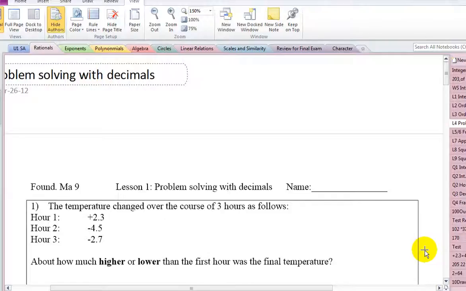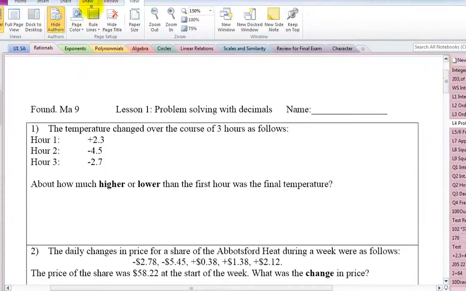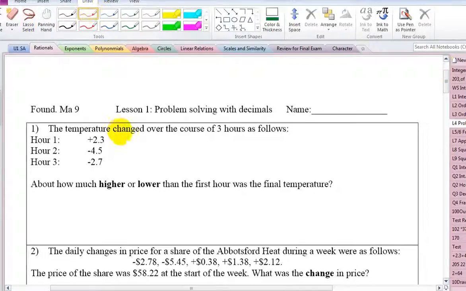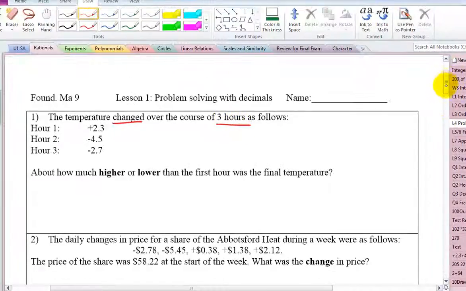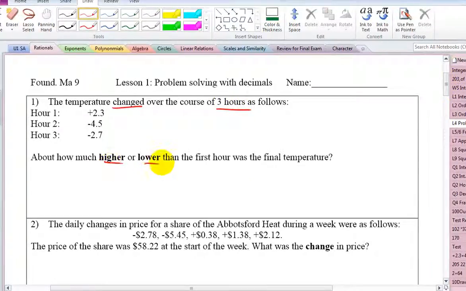have a temperature listed there. With question number 1, that's the temperature changes. We don't talk about what the actual temperature is. This is just the changes that happen over 3 hours. So what we want to know is how much higher or lower than the first hour was the final temperature.